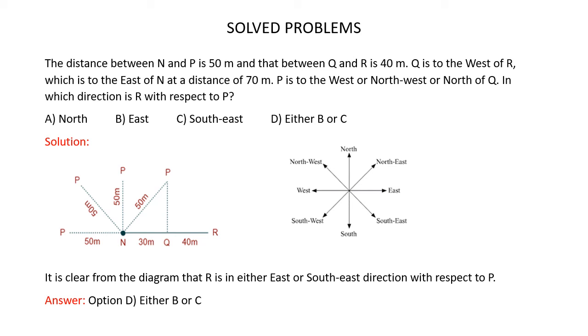So when you look at the options, you'll see that option B states east and option C states southeast. So the correct answer is option D, either B or C.